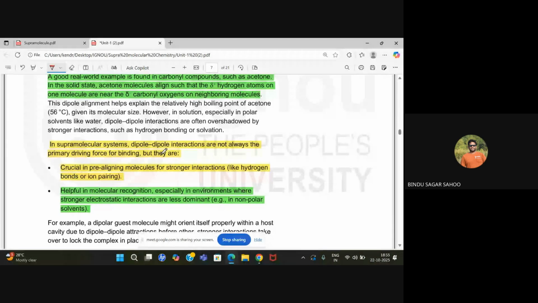So when I am discussing dipole-dipole interaction, if the molecule's boiling point increases, not only dipole-dipole interactions are involved, there may be other types of interaction, hydrogen bonding or ion-ion interaction also present, but it has some impact. It's not the primary driving force or primary interaction, but due to the presence of this interaction, its boiling point will be a little bit higher. Okay.